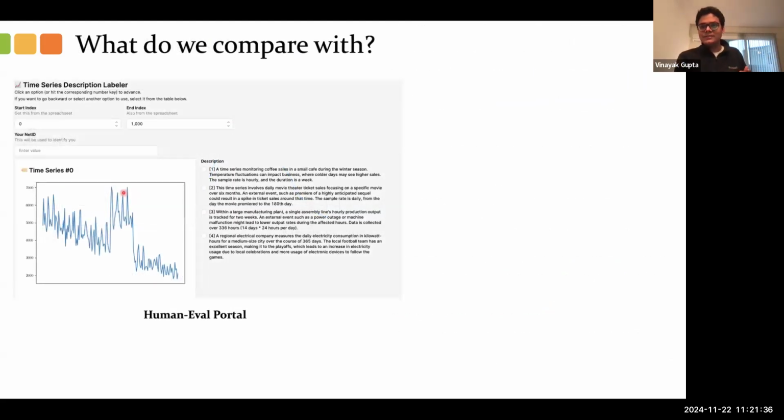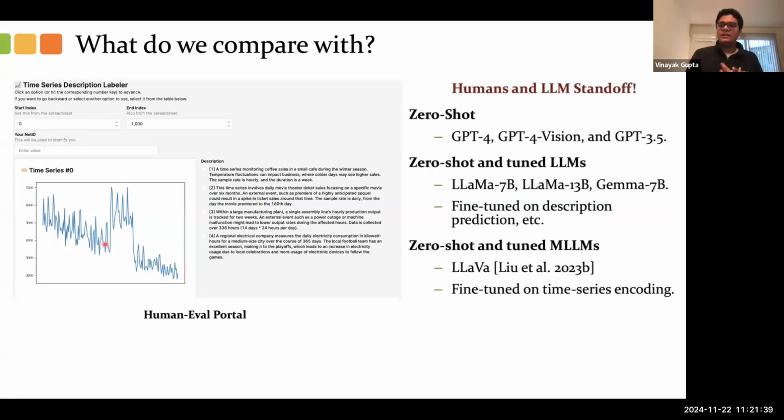So what do we compare this with? We have humans, then we have a human-LLM standoff, where humans compete with large language models. We compare with the very large models like GPT-4 and even GPT-4 Vision, where we pass the time series as a plot. We have zero-shot as well as fine-tuned large language models for Llama and Gemma, both of which have been fine-tuned for predicting the description given our input time series. We also fine-tune a vision-based Llama, LLaVA, where we pass the time series as a matplotlib plot as input, and then we fine-tune it to predict the right description. So everything is fine-tuned as well as in zero-shot settings.